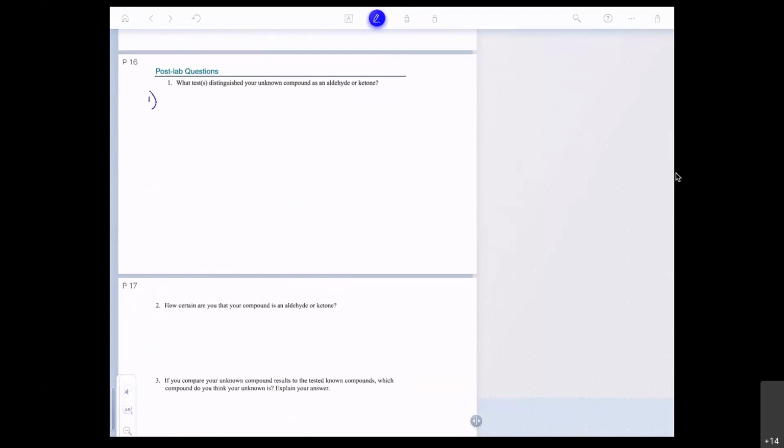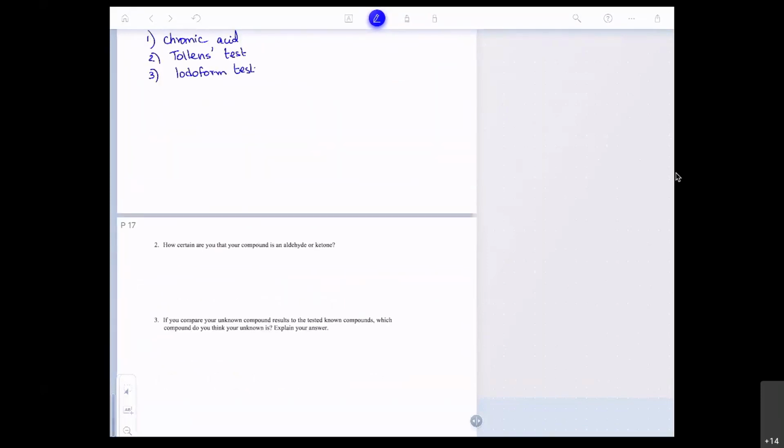Keep in mind your distinguishing tests are the chromic acid test, right? Then you've got your Tollens test. Then you've got your iodoform test. These are your distinguishing tests for aldehydes and ketones. How certain are you? Don't just say yes or no. Please provide a reason here. Provide a rationale as to why you think it's an aldehyde or a ketone.